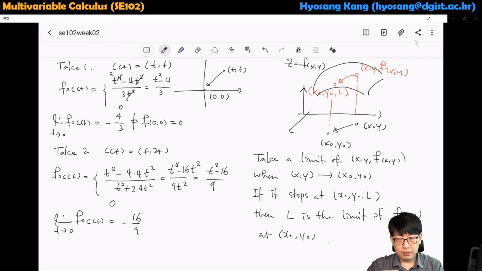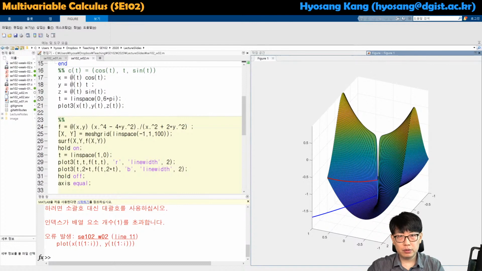So the limit depends on the path you choose to approach the point. Then it's not continuous. And if you draw the graph of the function, it looks obviously discontinuous at that point. It's not like you have a hole in the surface of the graph. Sometimes you might have a hole in the surface, and that's obviously discontinuous.